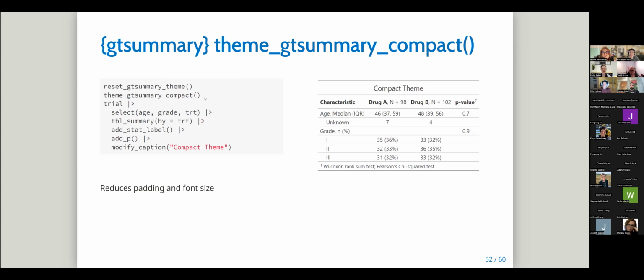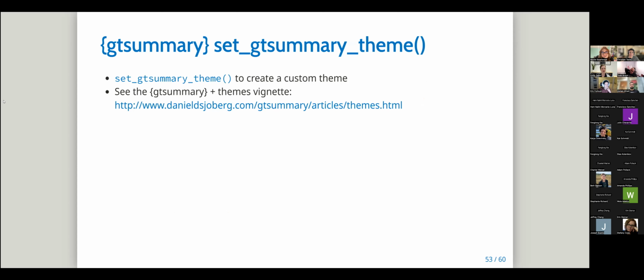One other built-in theme is the compact theme gtsummary. Compact just reduces the padding and makes the font size a little bit smaller. And then you can use set gtsummary theme to create your own custom theme. If you go to the help page for that or look at the vignette for themes, there are some examples of creating custom themes and all of the options for that.